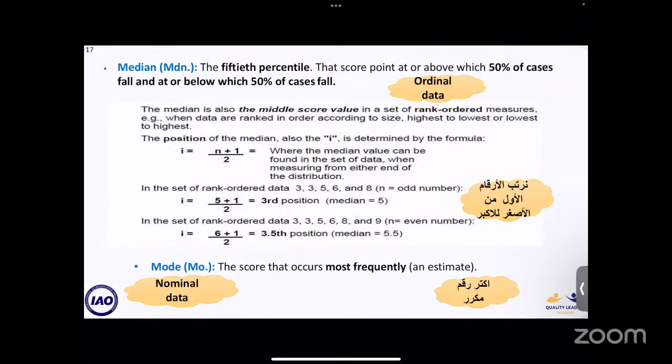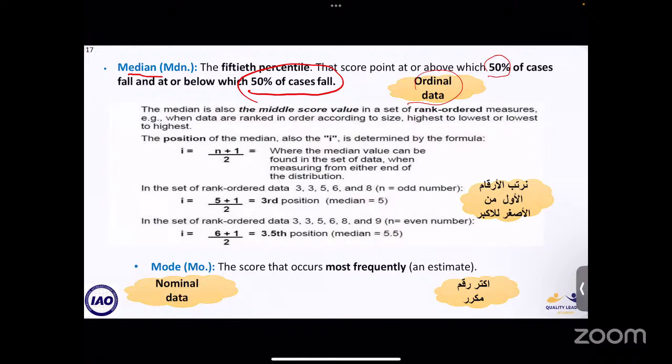Okay, let's move on. Median. This is also referred to as the 50th percentile. It is the score point at or above which 50% of cases fall, and at or below which 50% of cases fall. So when we say median, this is an ordinal data. The median represents the value in the middle of a data set that splits it into 2 equal halves, one half on the left and the other on the right.